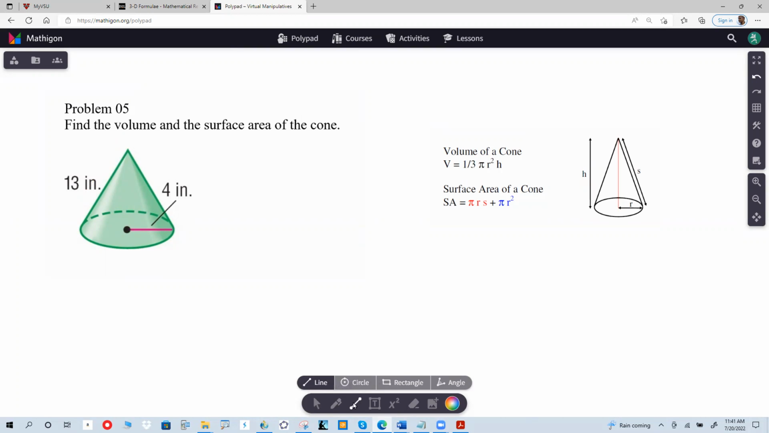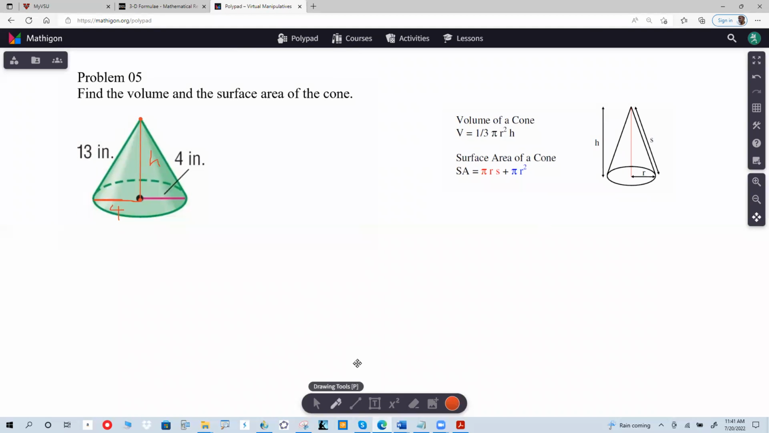And I'm going to draw this height right here. This is going to be my real height. I'm going to call it H. And this is clearly 4 because that's the radius. Now I have to calculate h using the Pythagorean theorem.